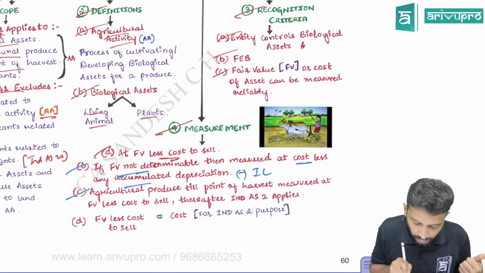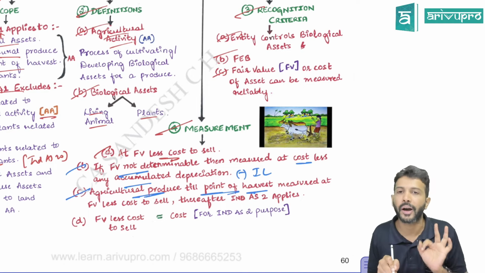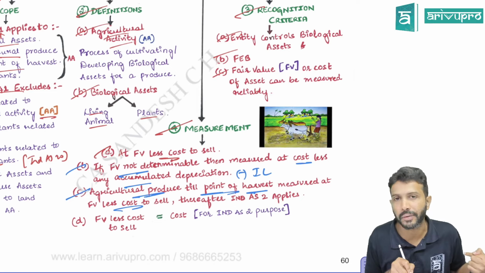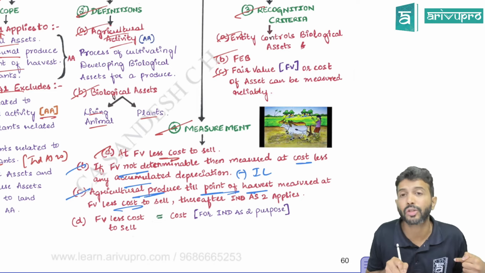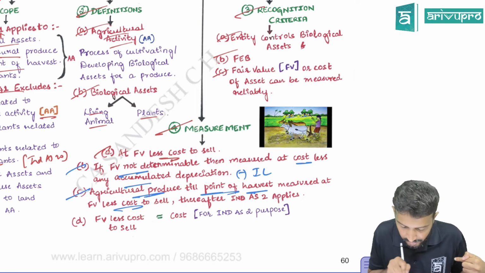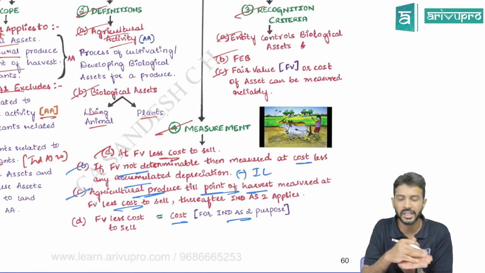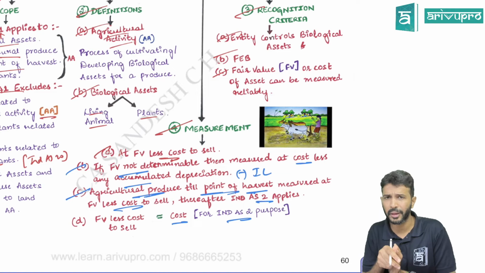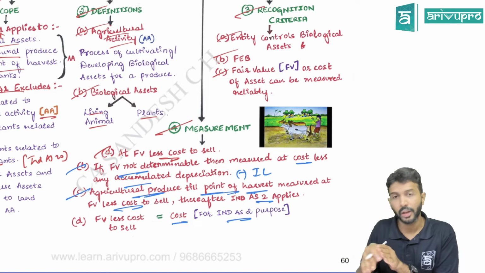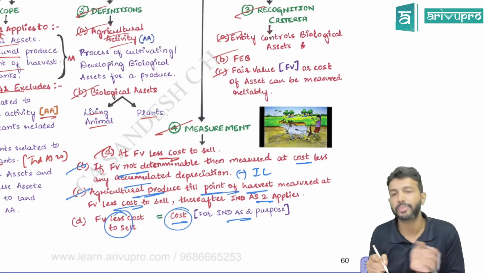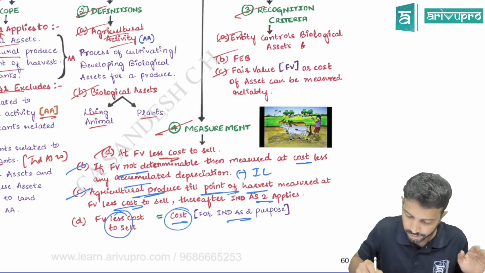Then agricultural produce till the point of harvest, it will be measured at fair value less cost to sell as per Ind AS 41. And that fair value less cost to sell itself becomes inventory, or it becomes cost for inventory purpose, because after harvest it becomes inventory. So after it becomes inventory, Ind AS 2 will be applicable. For Ind AS 2 purpose, we need cost, no? So that fair value less cost to sell itself becomes cost for Ind AS 2 valuation purpose.